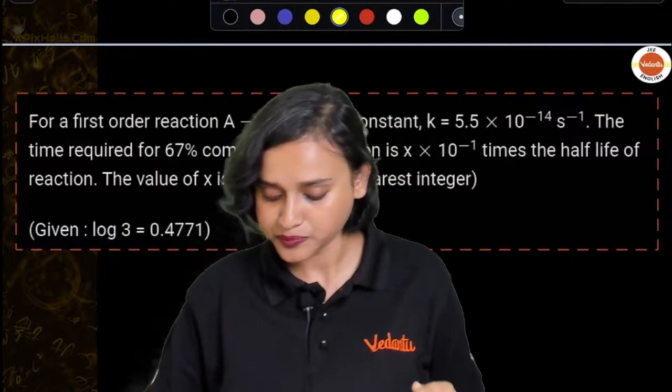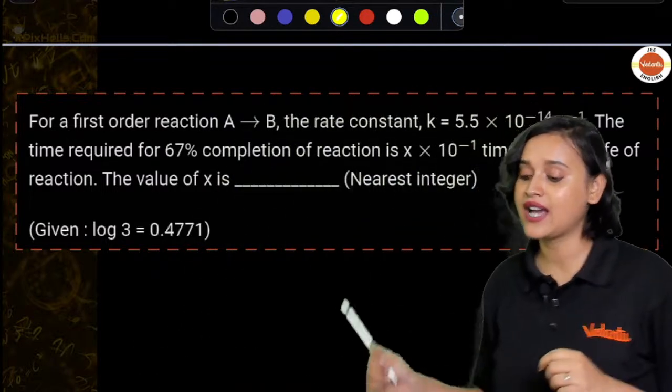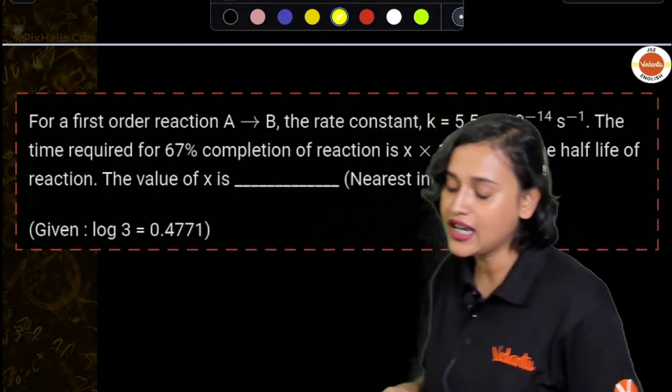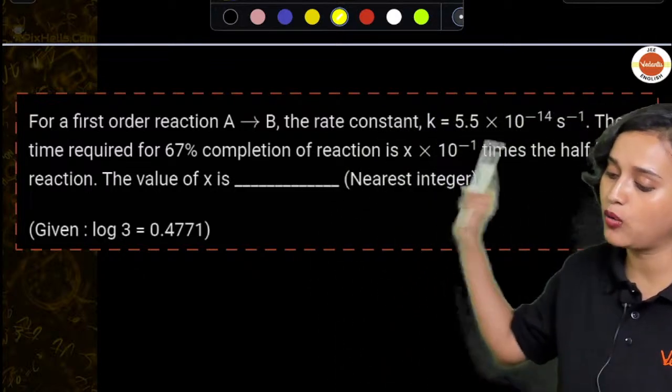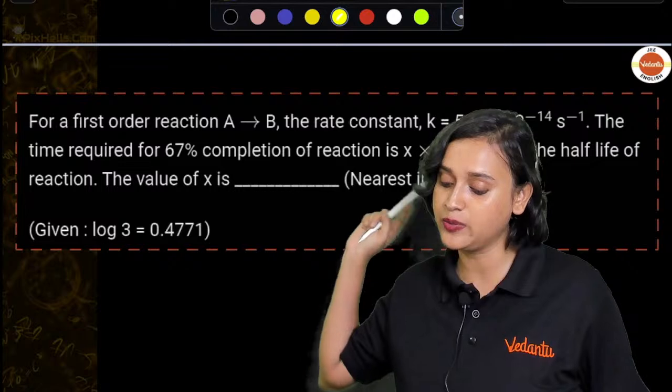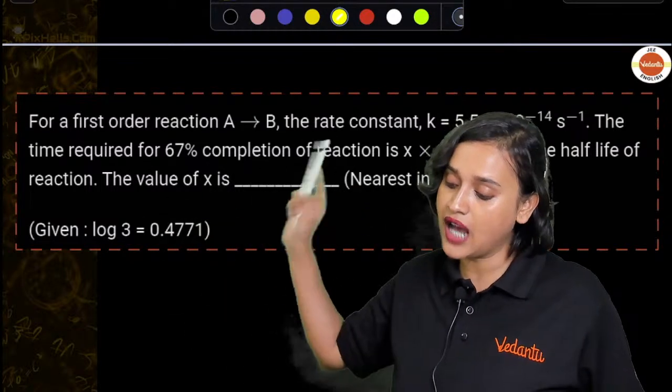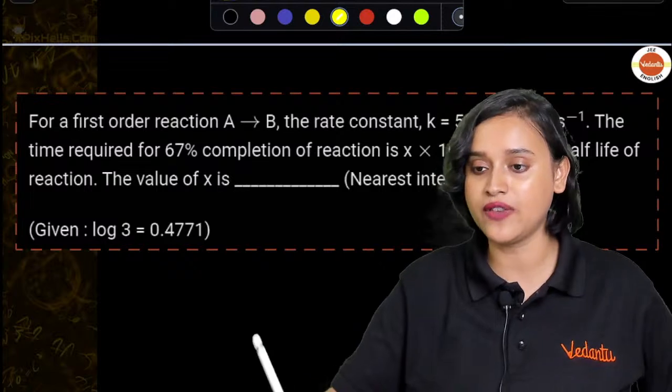For a first order reaction A forms B, the rate constant K is equal to 5.5 into 10 to the power minus 14. The time required for 67% completion of the reaction is x into 10 to the power minus 1 times the half-life of the reaction. The value of x is dash dash dash.